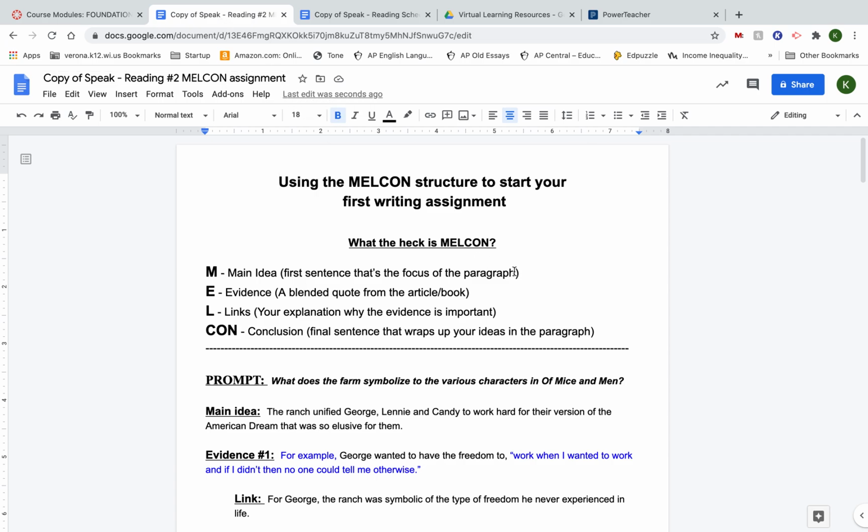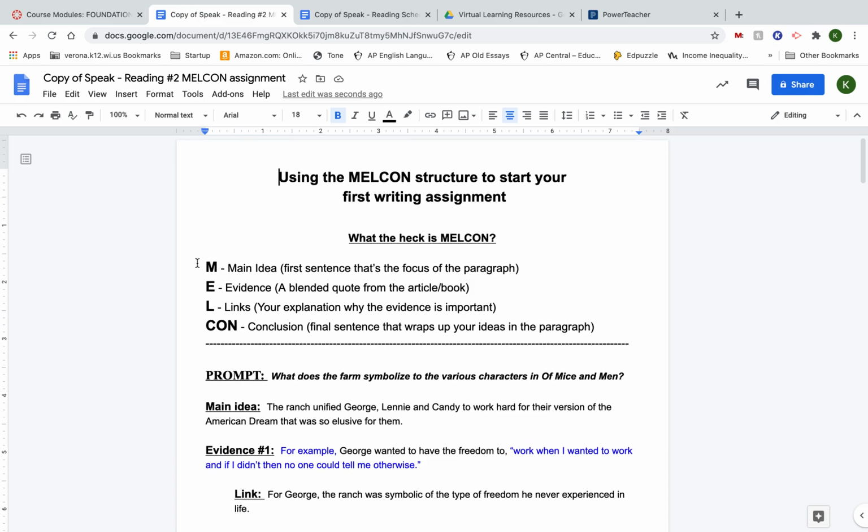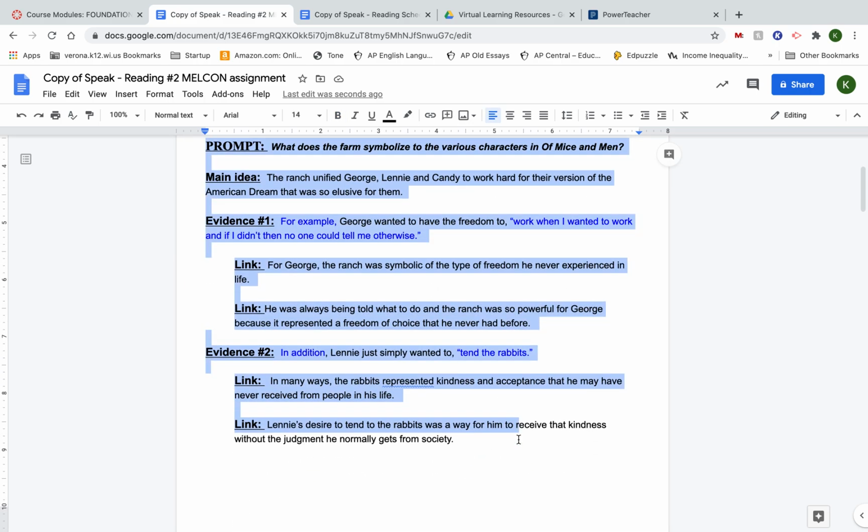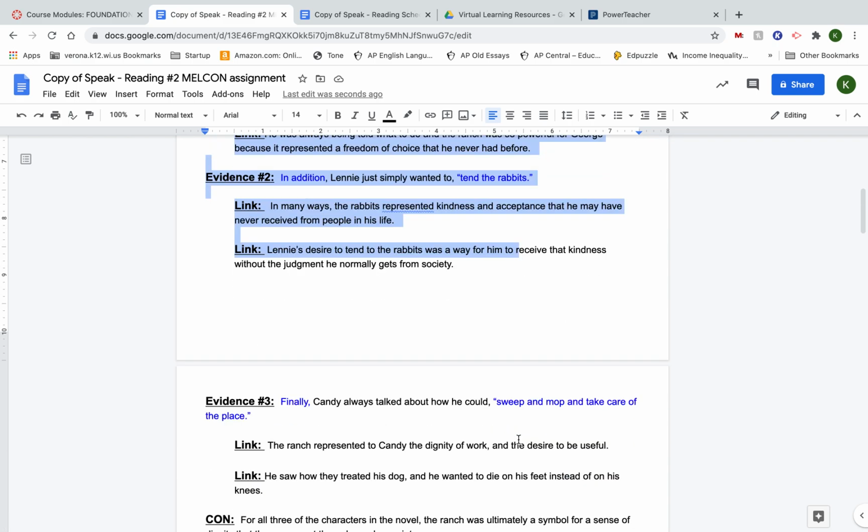The Melcon is basically a writing structure that helps you organize your thoughts and ideas. Most of you have had experience with it, so this is the Melcon format. This is a sample of what a Melcon looks like. This is based upon Of Mice and Men.